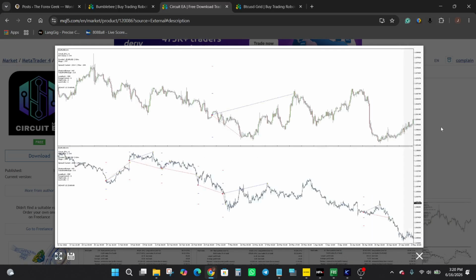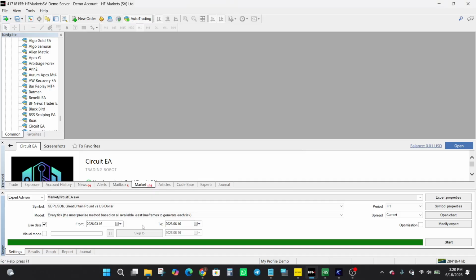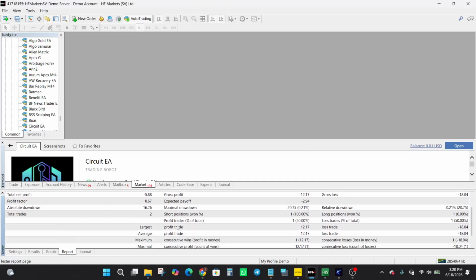All right, and let's head over to our strategy tester. Let's see how this EA performed over the past 3 months. So we're testing the Circuit EA on GBPUSD on the H1 time frame, and I'm using the every tick modeling. Looking at the report, I can see that from an initial deposit of $10,000, the total net profit was negative 5.88, and the total trades taken were just 2, out of which one was profitable, giving us a 50% win rate. But actually, this is insufficient data, so I will recommend testing over a longer period of time, so that you can capture a wider range of market conditions.